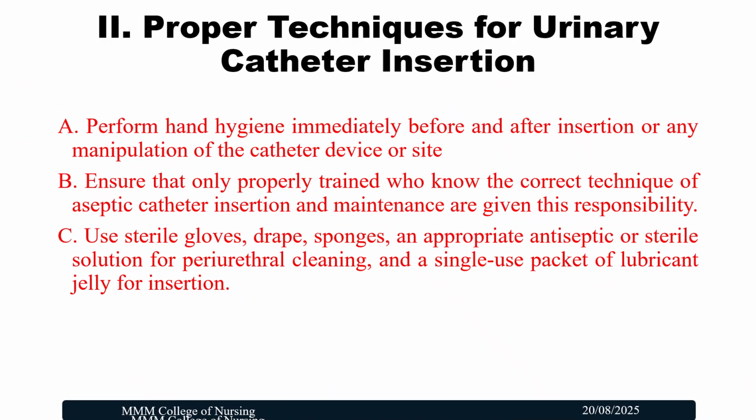Coming to the second guideline, proper techniques for urinary catheter insertion. Here, perform hand hygiene immediately before and after insertion or any manipulation of the catheter device or site. Then ensure only properly trained personnel who know the correct technique of aseptic catheter insertion and maintenance are given this responsibility. And use sterile gloves, tape, sponges, and appropriate antiseptics or sterile solutions for periurethral cleaning, and a single-use packet of lubricant jelly for the insertion.